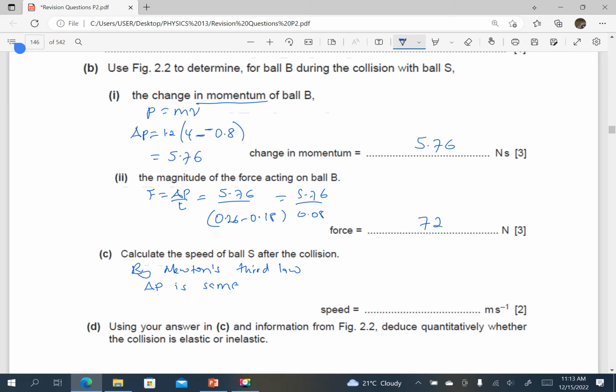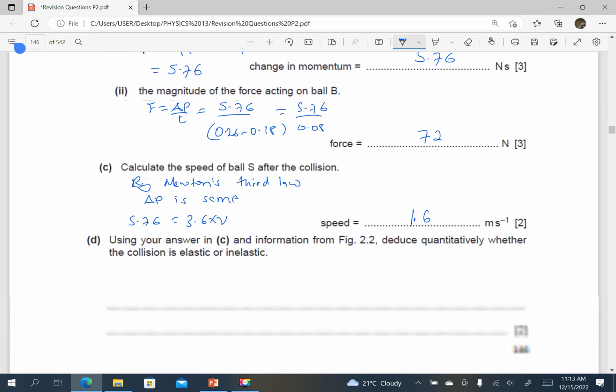So it means 5.76 is equal to mass, which is 3.6 for ball S, times its speed v. Because the change in momentum is the same, I'll just divide 5.76 by 3.6, which is 1.6. So the speed v is 1.6 meters per second.